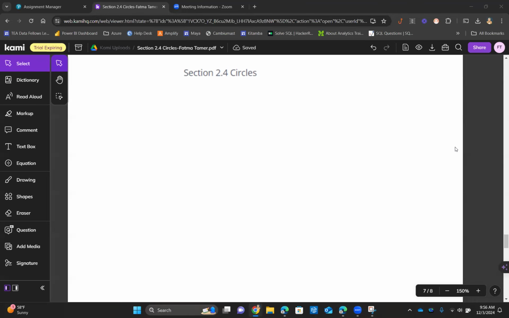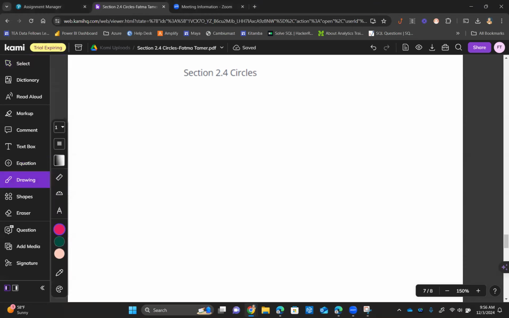This video will cover section 2.4 circles. As we know from our previous math classes, circles are a geometric shape with a center and an equal distance length, which we call the radius. So this is what a circle looks like.